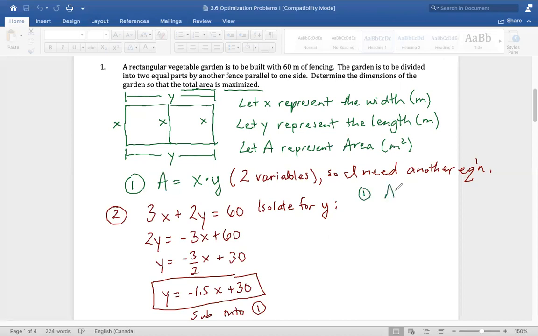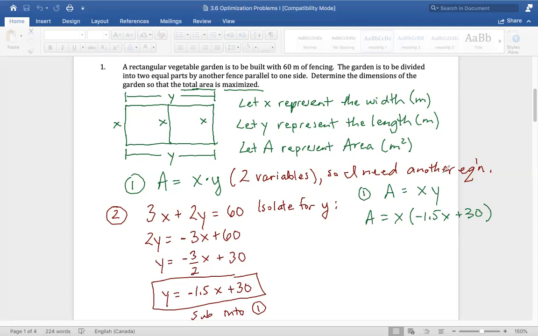Rewrite number 1: area equals length times width. I have a value for Y, so that equals X, and then instead of Y, I'm putting negative 1.5X plus 30. And then just double check that that's right. I have my X and I have what's in place of Y.